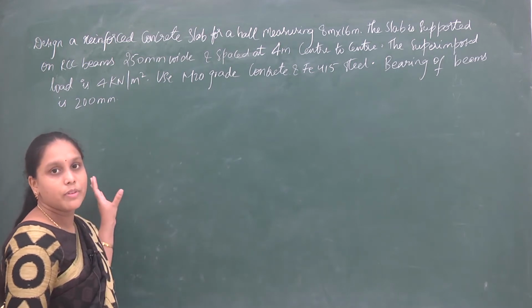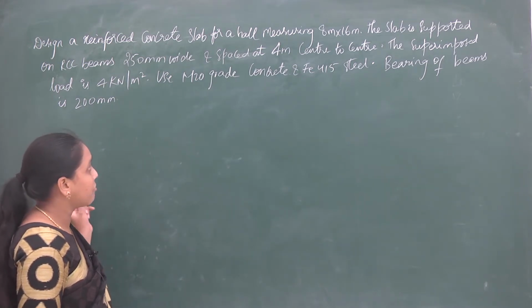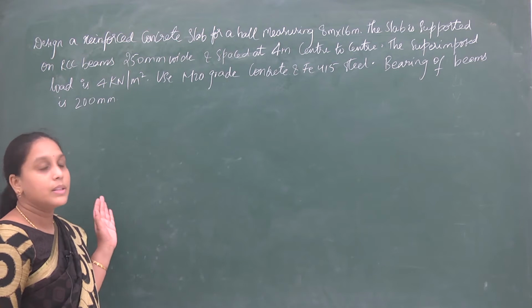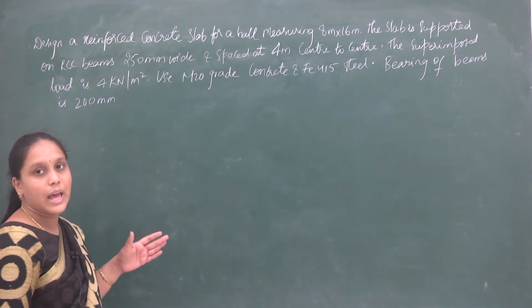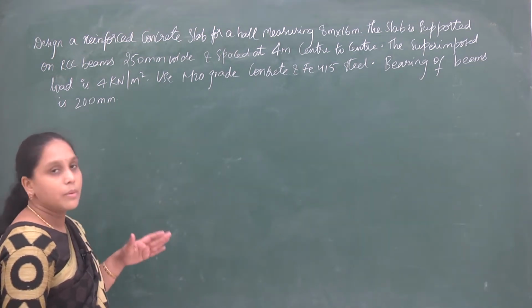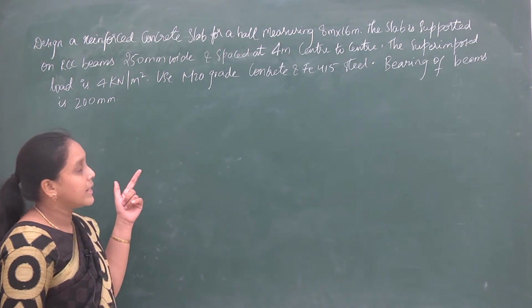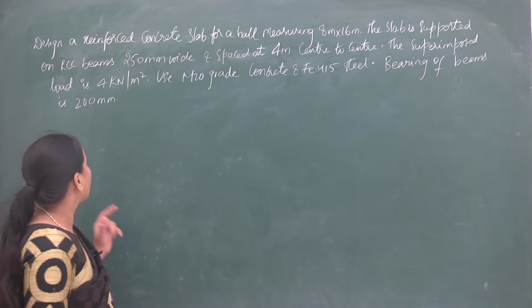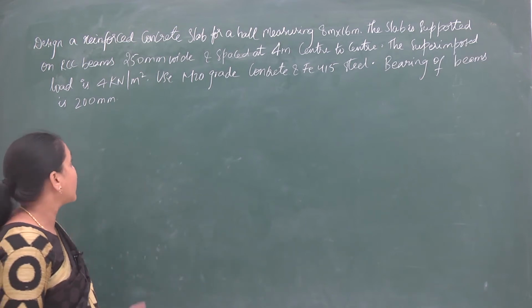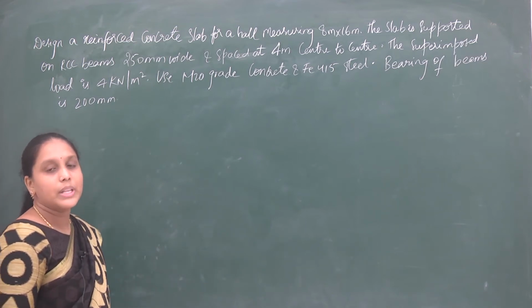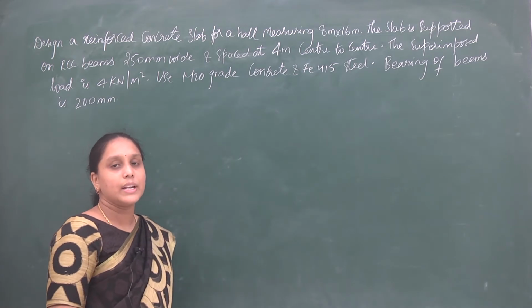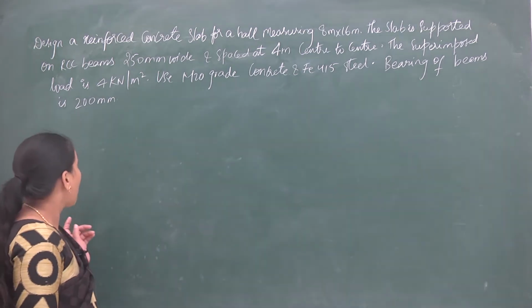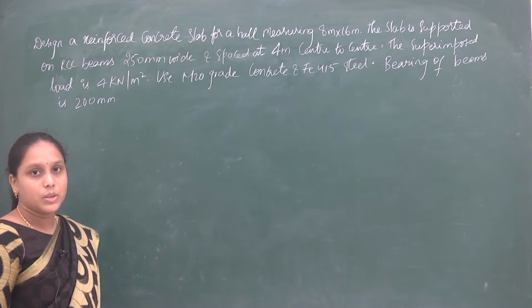So what is the width of the beams? The width of the beams is 250 mm and the beams are spaced, that is, the slab is in between the beams. The center to center distance is 4 meters. The superimposed load is 4 kilonewton per meter square. That is the live load which is acting on the slab. It is 4 kilonewton per meter square.